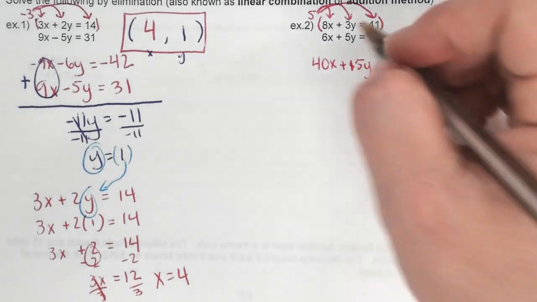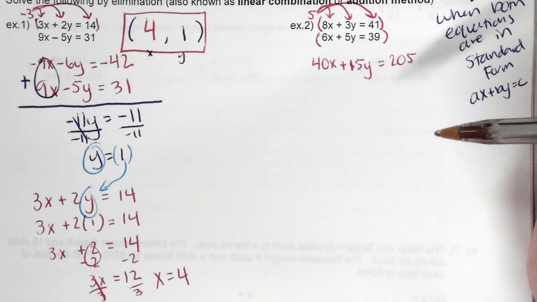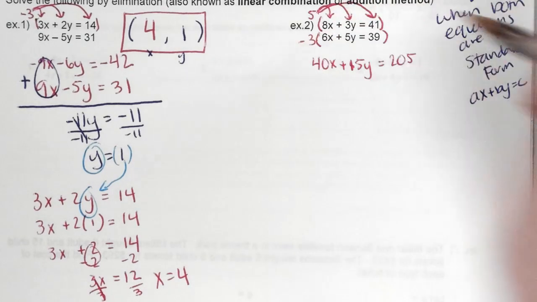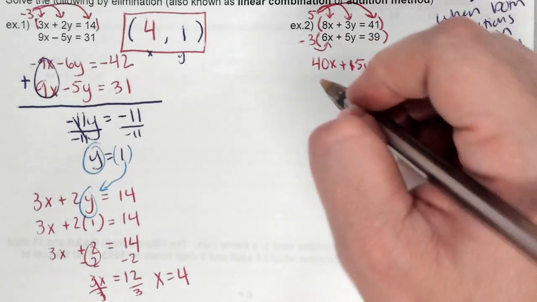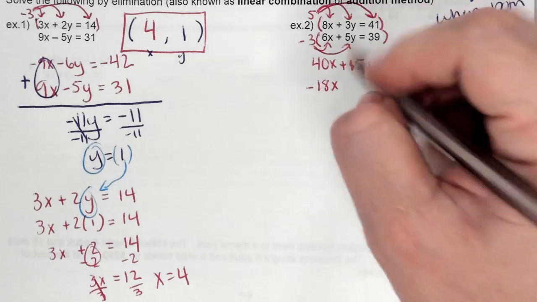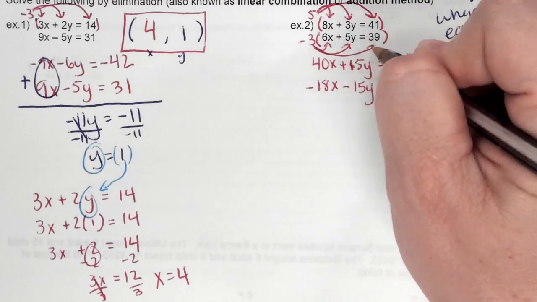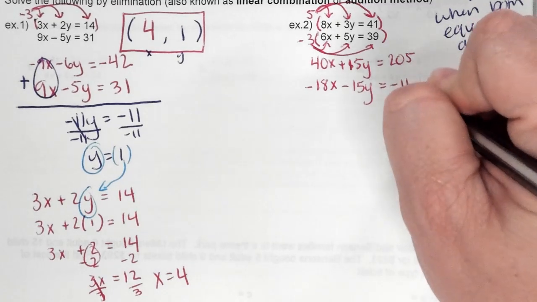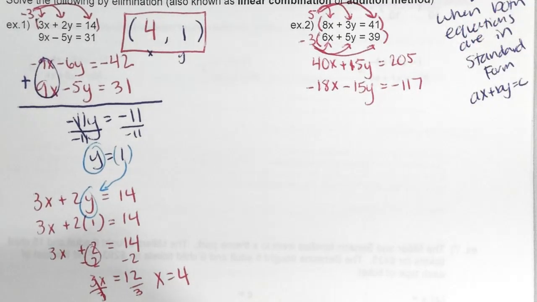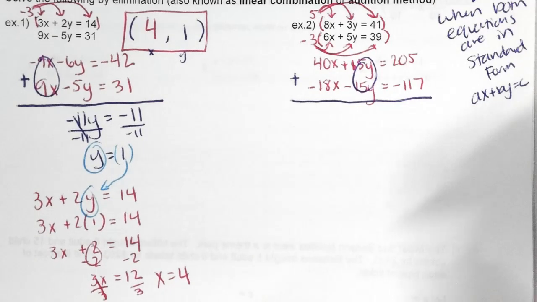Now, what would I multiply on the second equation? Because now I need a negative 15y to cancel. Negative 3. Okay, so negative 3 times 6x is negative 18x. Negative 3 times 5y is negative 15y equals negative 3 times 39 is negative 117. Do I have a zero pair? Yeah. So let's set it up as big addition so we can eliminate the y's.